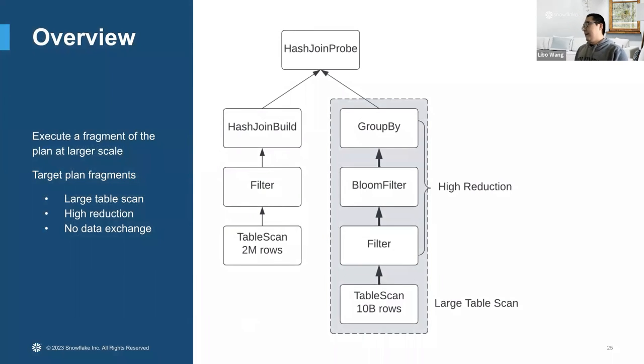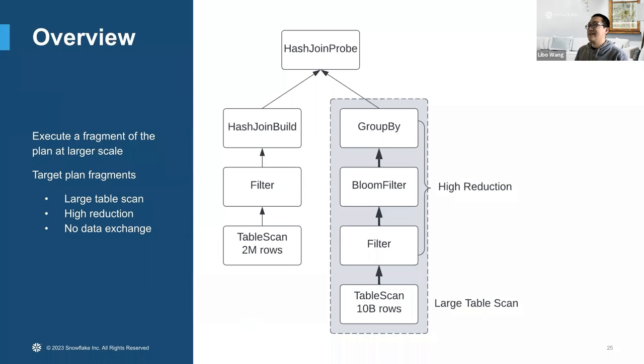Okay, so given all the problems, here is what we are trying to do. The basic idea of query acceleration is to execute a fragment, a part of the plan, at a larger scale. We are taking a fragment of the query plan and executing it on additional separate servers outside of the main virtual warehouse, the main server cluster. Those servers can come and go, and there are some criteria when selecting the fragments.